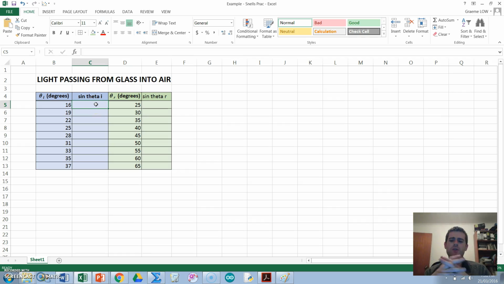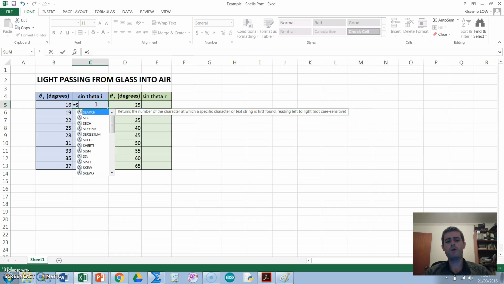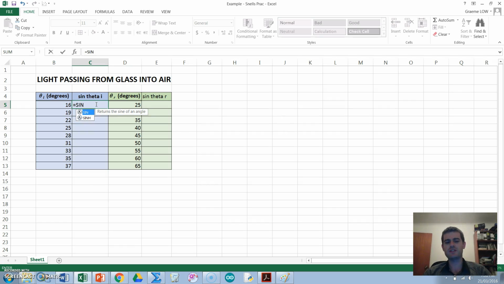Okay, now what we're going to have to do in here is put in a formula. Now the formula is a little bit complicated. You might think to yourself that it's just going to be sine of the angle. Doesn't quite work like that, because Excel, for some stupid reason, uses radians for its angles rather than degrees, which would be more sensible. But anyway, into this box here, I firstly type equals, because Excel needs to know there's a formula coming up, and then I type in S-I-N for sine.